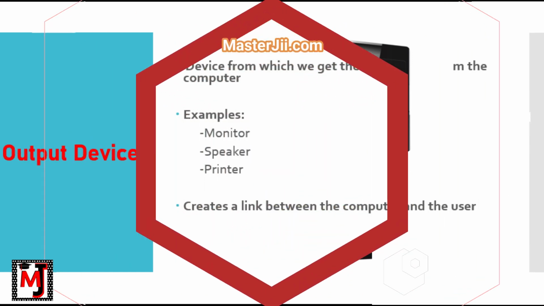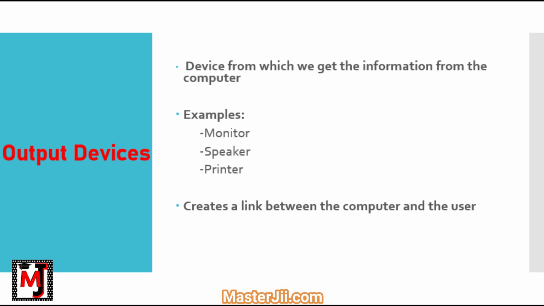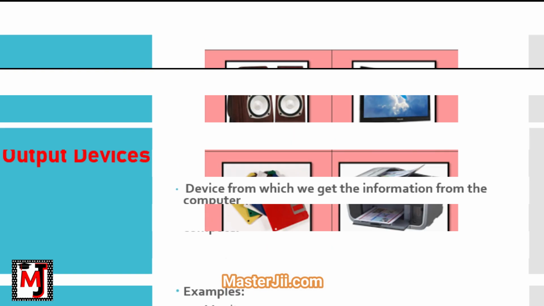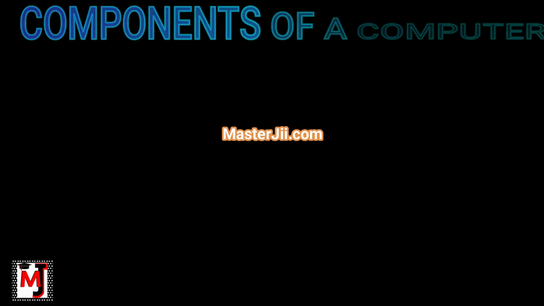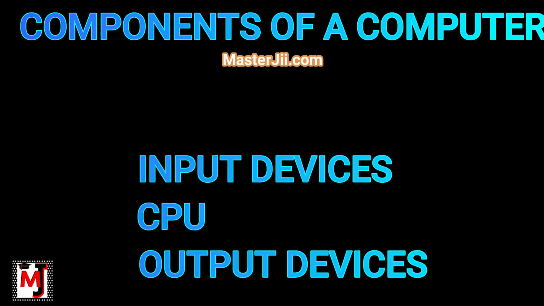And the third one is Output Unit. Output unit consists of devices with the help of which we get the information from the computer. This unit is a link between the computer and the users. Output devices translate the computer's output into a form understandable by the user. And its examples include monitor, speaker, printer. And you can also see the pics that are shown on your screen. So friends, these are the three major components of a computer, as I have already told you.